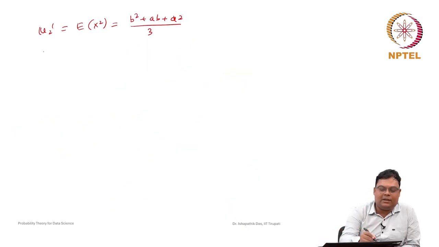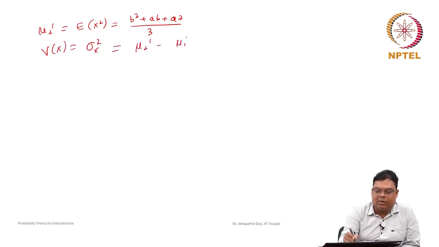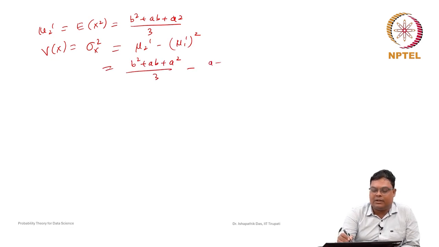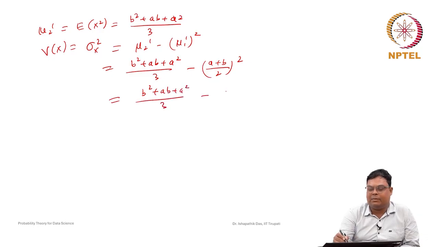Now we want to find the variance. The variance of x, which we denote by sigma square, is nothing but mu 2 dash minus mu 1 dash whole square. So this is b square plus a b plus a square by 3 minus mu 1 dash, which is a plus b by 2, whole square. Then we just simplify these things. So this is b square plus a b plus a square by 3 minus a plus b whole square, which is a square plus 2 a b plus b square by 4.